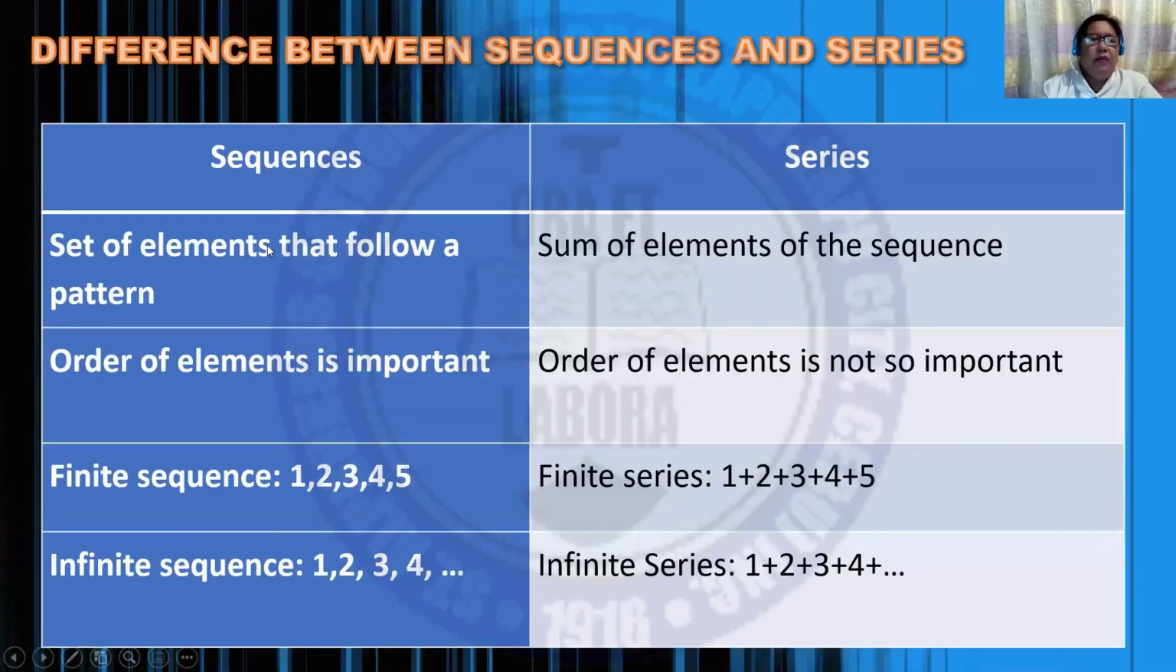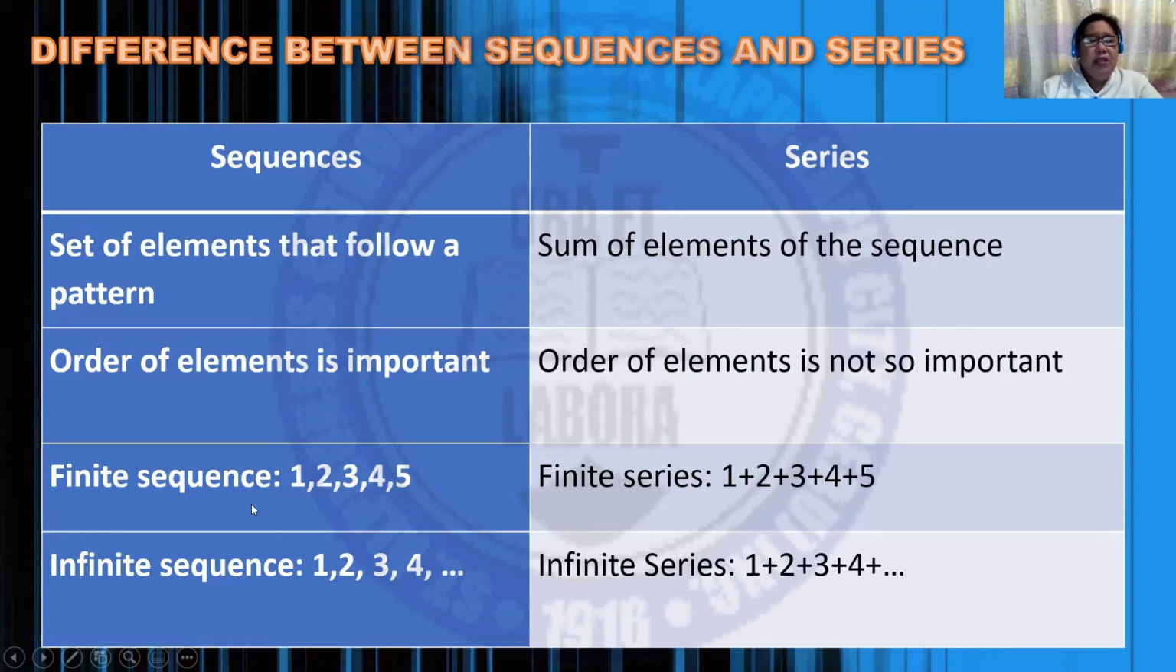Let us have now the difference between sequences and series. A sequence is a set of elements that follow a pattern. A series is the sum of elements of the sequence. For a sequence, the order of elements is important. For a series, the order of elements is not so important.